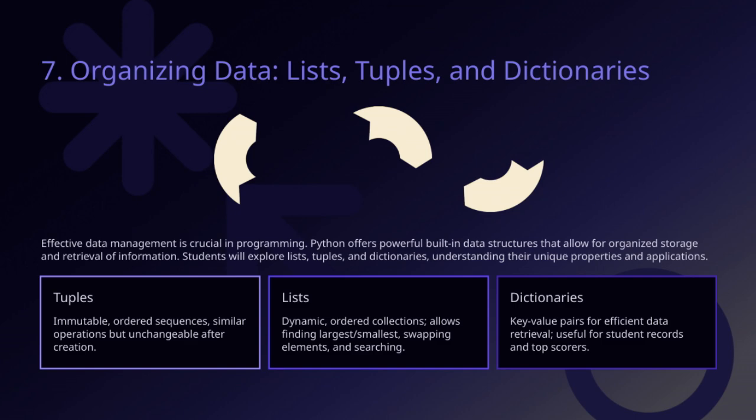This makes tuples perfect for storing fixed data that shouldn't be altered, like constants or configuration settings. Overall, understanding these data structures, lists, tuples, and dictionaries, is essential because they help us organize and manage data effectively in our programs. Whether we're storing student information, tracking scores, or handling fixed data, choosing the right structure makes our code more efficient and easier to maintain.